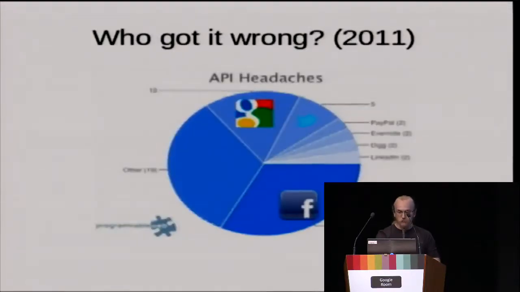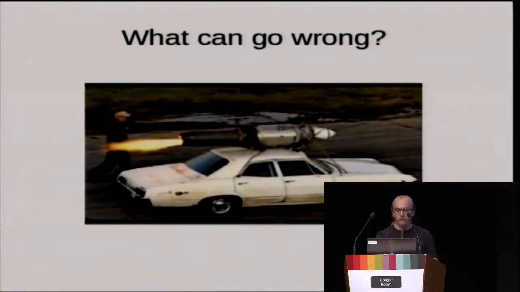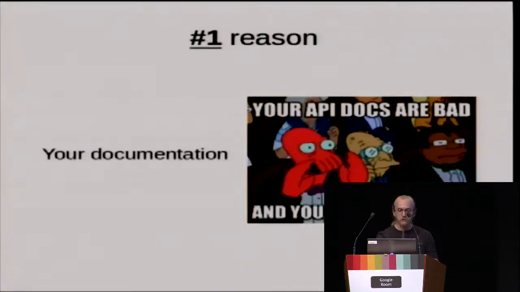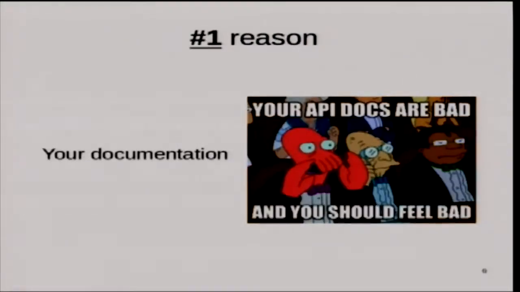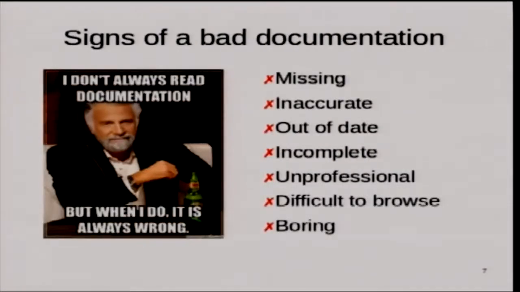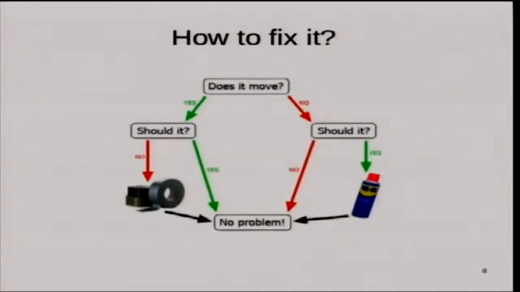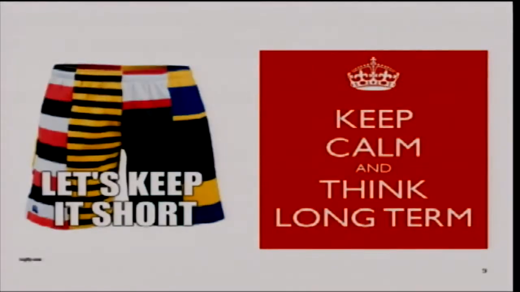In 2011, Programmable Web did a survey, and some of the big names got it wrong. What can go wrong with your API? Firstly, your documentation can be very, very wrong, and signs of bad documentation are: missing, inaccurate, out of date, incomplete, unprofessional, difficult to browse, and the worst, boring. How can you fix this? By using two simple principles: keeping it short and thinking long term.